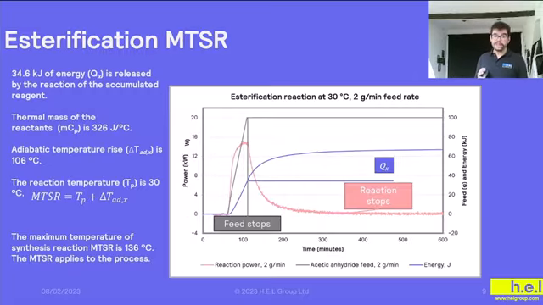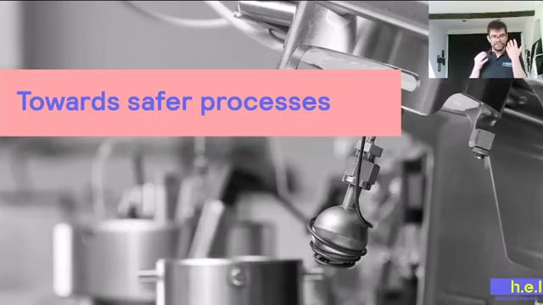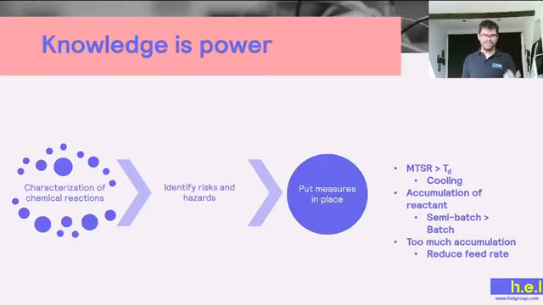And we know because of calorimetry that our reactants' thermal mass is 326 joules per degree Celsius. The adiabatic temperature rise is then 34.6 times 1000 divided by 326, which is 106 degrees. If we add that to the 30 degrees, which is the temperature of our reactor, we have a total accumulation of 136 degrees Celsius. So with this kind of information, we can work towards elaborating safer processes. In this case, knowledge really is power.